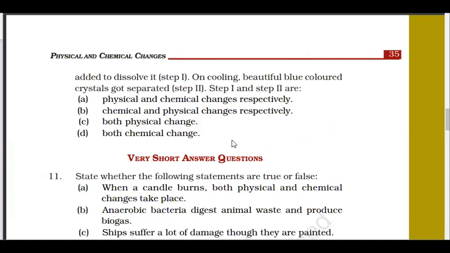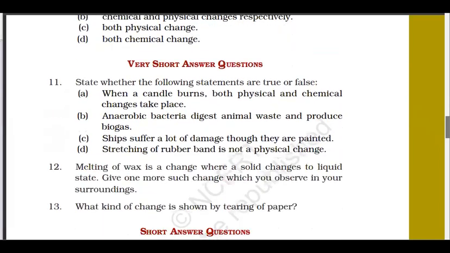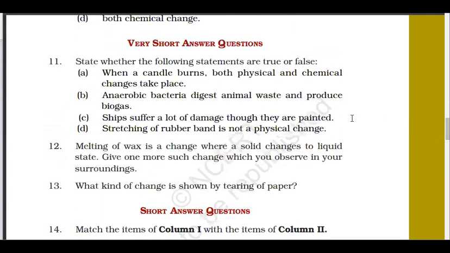Next, 11th one. State whether the following statement is true or false. When a candle burns, both physical and chemical changes take place. True or false? We have done this. Yes, very good, Nandish.